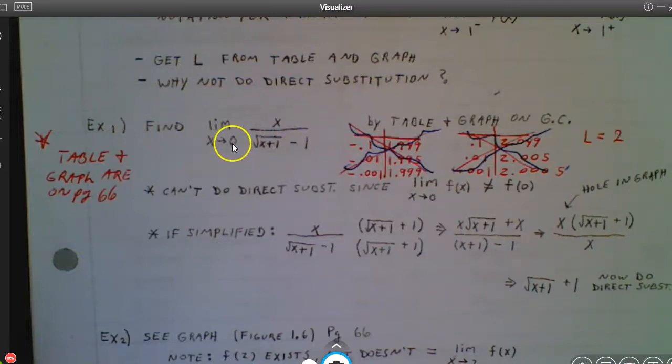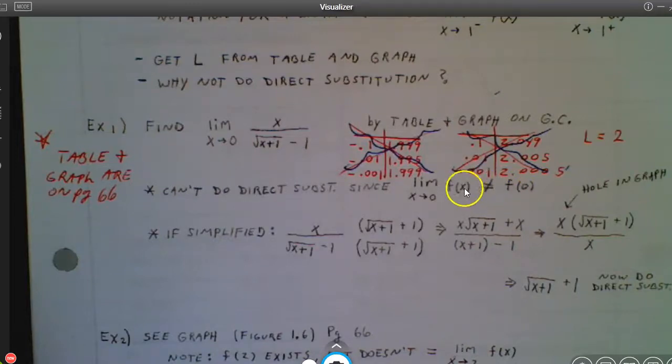If I were to simply try to plug in 0 for x, I would have a 0 on top, and that would be fine. But if I put a 0 right there, 0 plus 1 is 1, the square root of 1 is 1, minus 1 would give me a 0 in my denominator, so I cannot use direct substitution. That's what I was trying to say with this statement right here. I can't use direct substitution since the limit as x approaches 0 of f of x does not equal f of 0. I can't sub in 0 and get my solution.